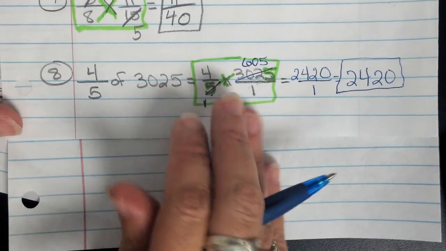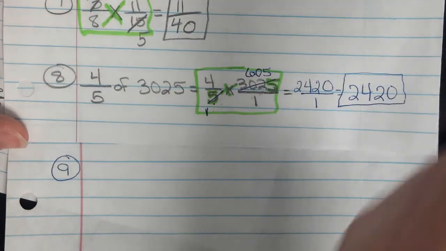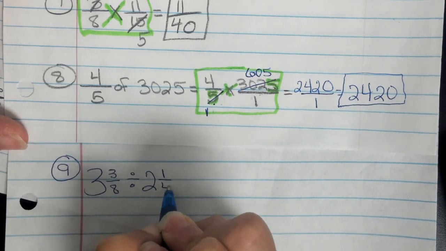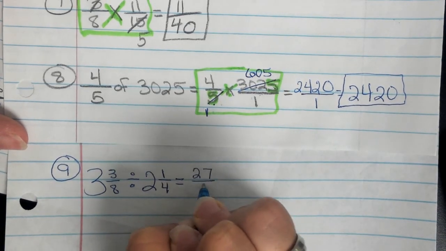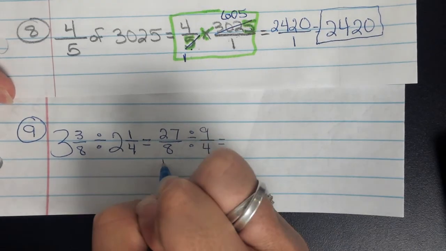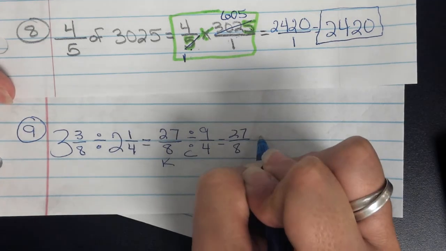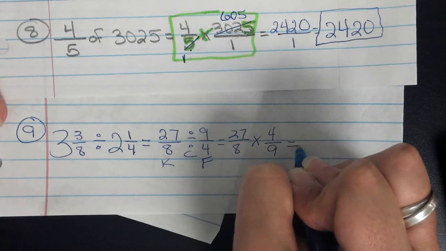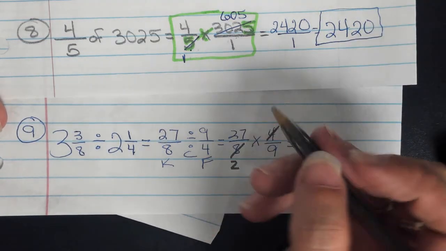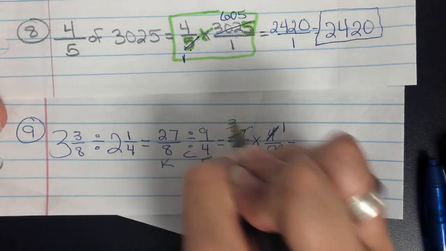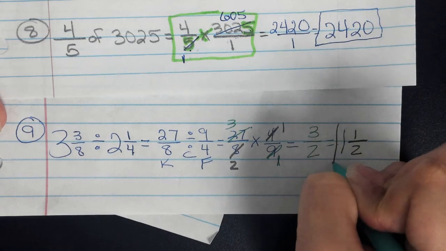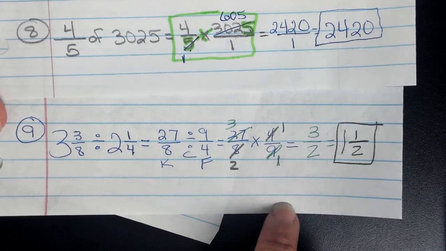Number 9. Okay. We do it right here. Number 9. It is 3 3/8 divided by 2 1/4. 27/8. Can y'all see it? I'm trying to show you. Okay. Divided by 9/4ths. Keep. Change. Flip. Ooh, I like this one. 4 8. 9 27. Yeah. So 3/2, which equals 1 1/2. As long as you get 1 1/2, you might have gigantic numbers, but you'll still get there.